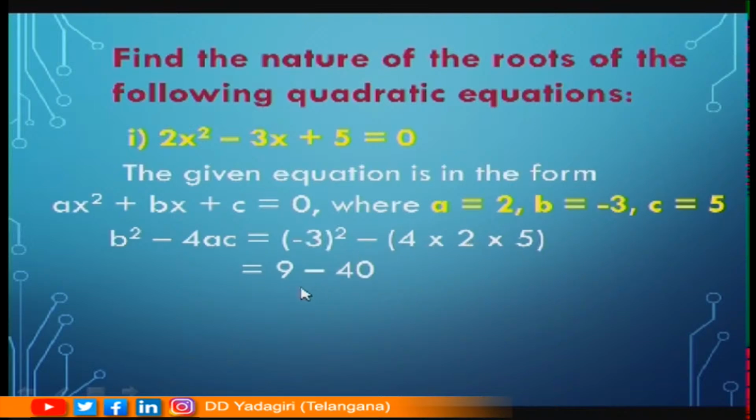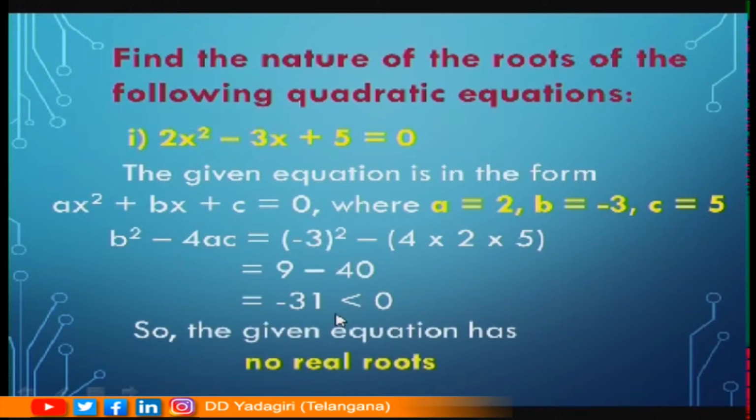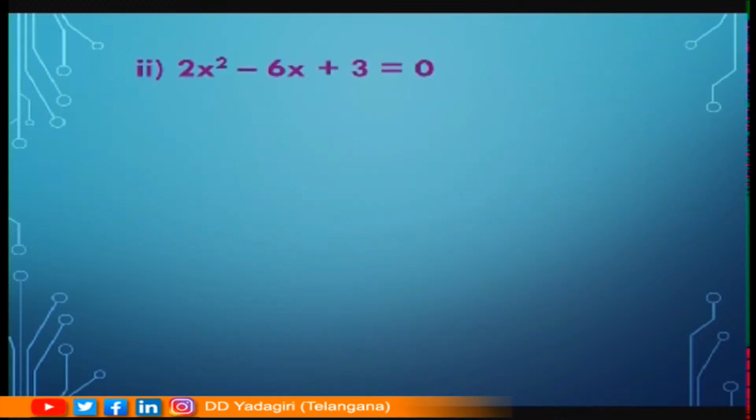So, we get 9 minus 40, which is minus 31, less than 0, and we know all the negative numbers are less than 0. So, the given equation has no real roots. Now, let us observe another case. We are given an equation 2x square minus 6x plus 3 is equal to 0.